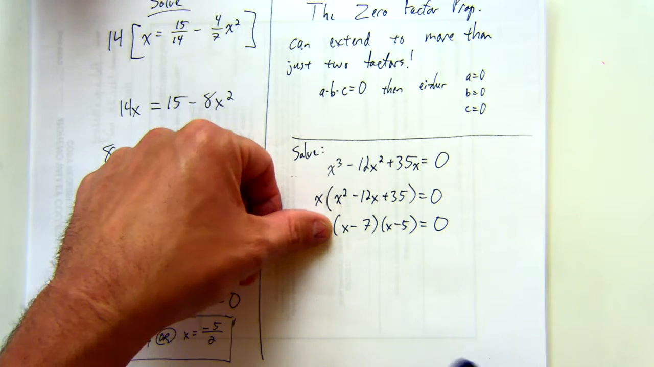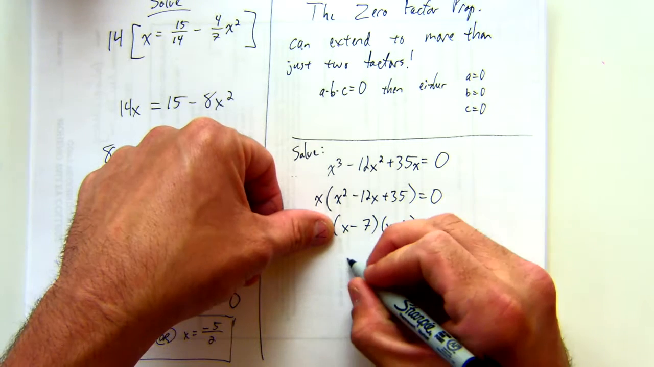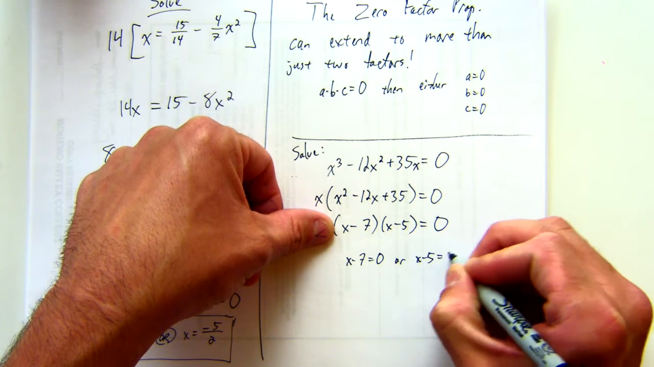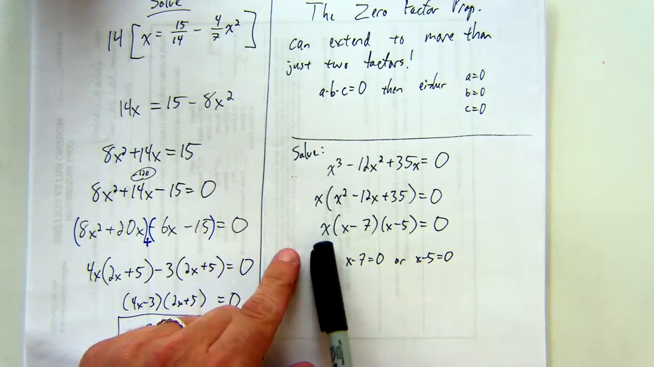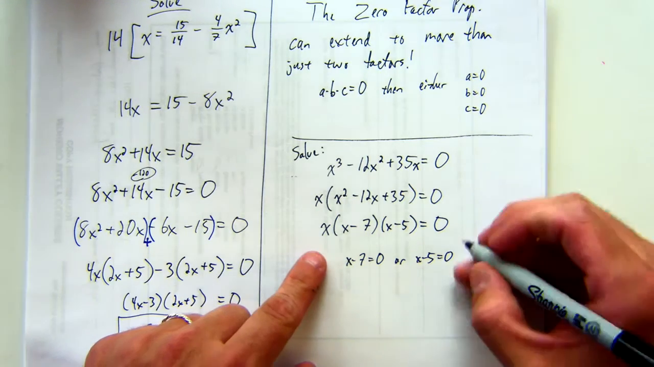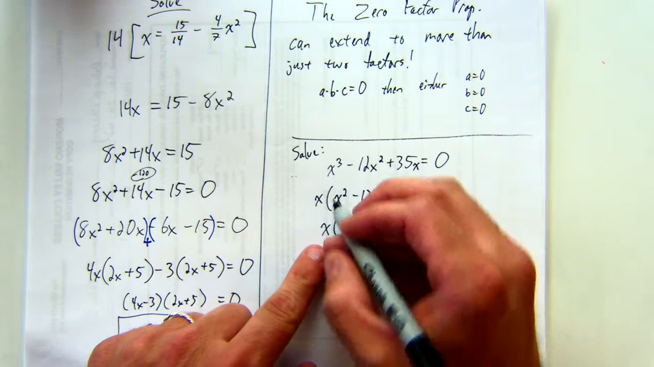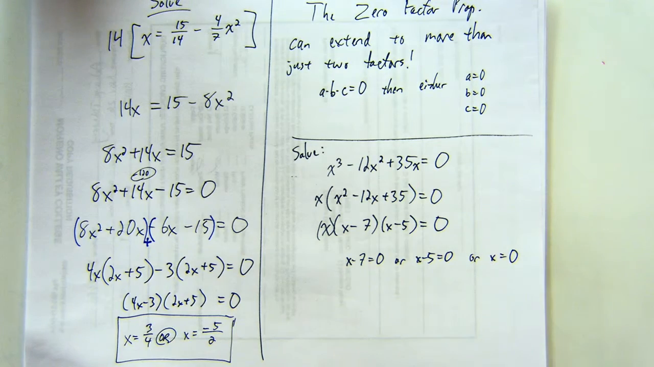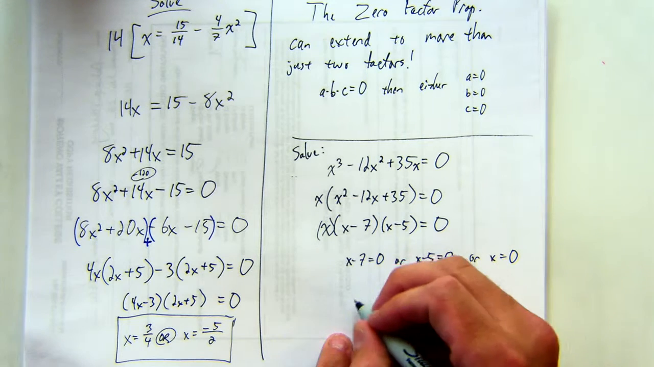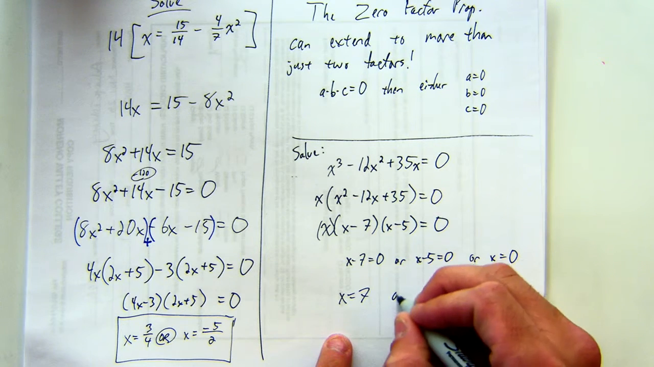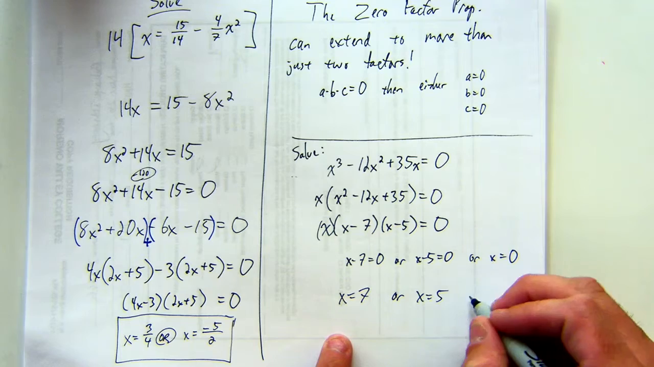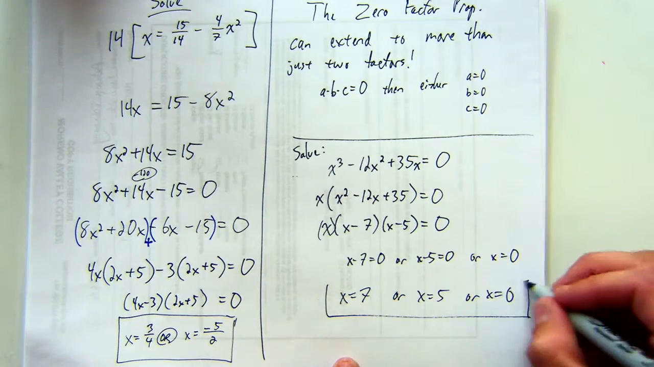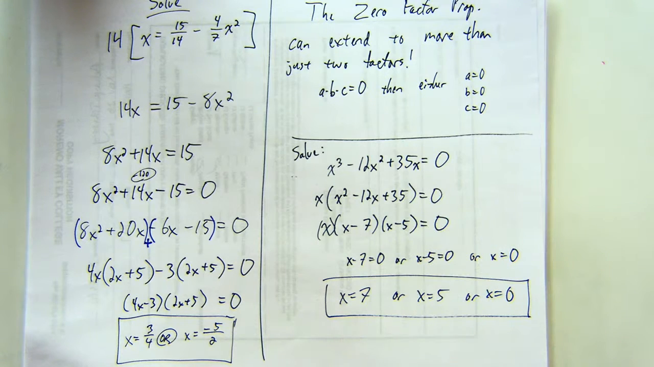Set them all equal to 0. If it were just these two, then we would say x minus 7 is 0 or x minus 5 is 0. But then we've got to remember this x. And so now we can say, or x is 0. And then you solve each one, so x is 7, or x is 5, or x is 0. And this would be the solution to that equation.